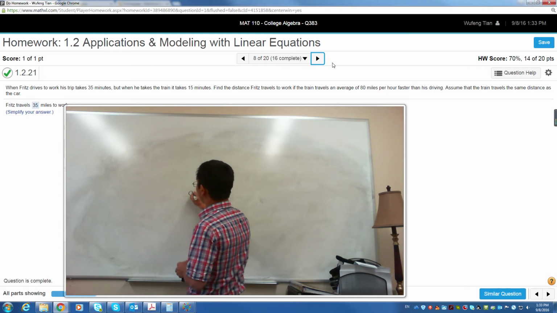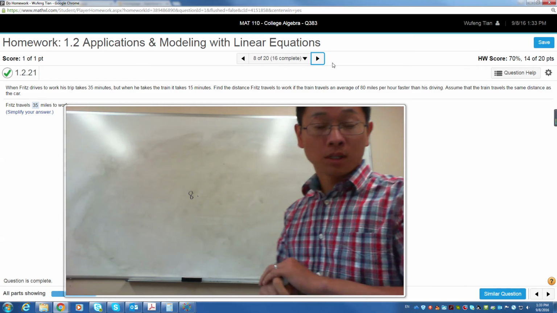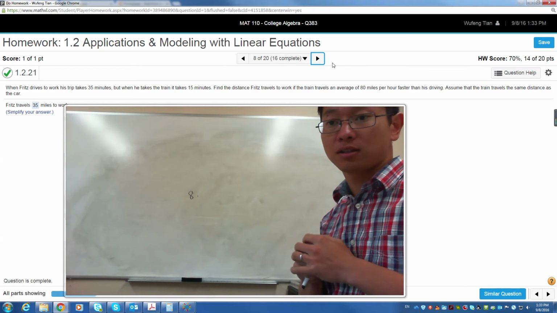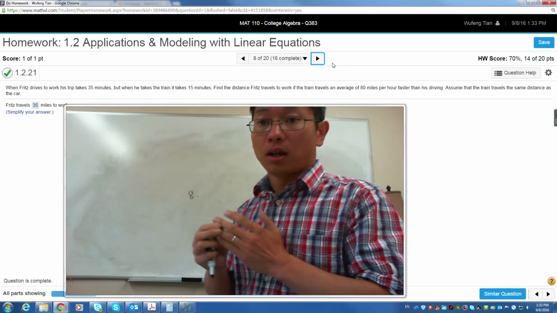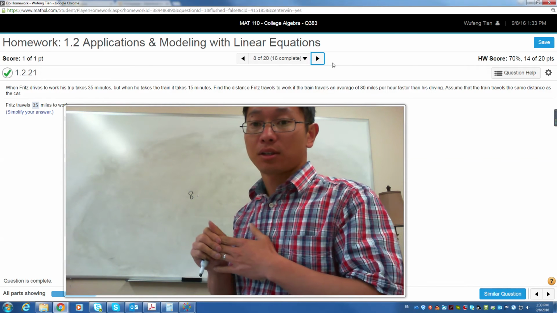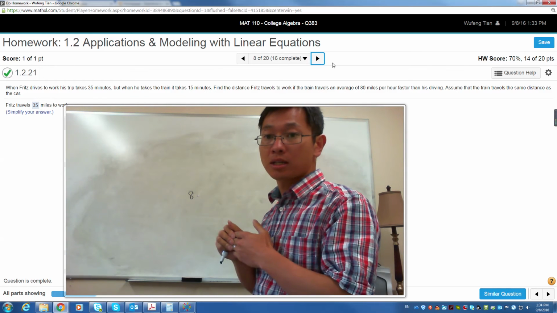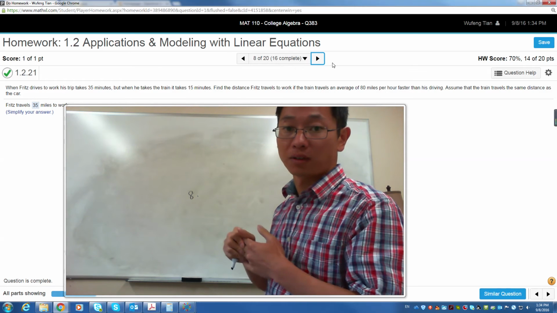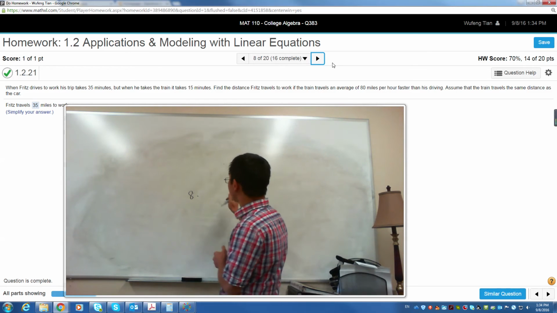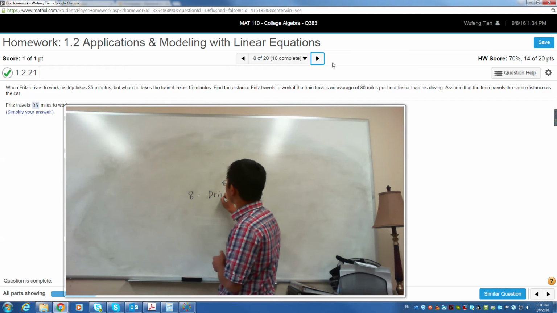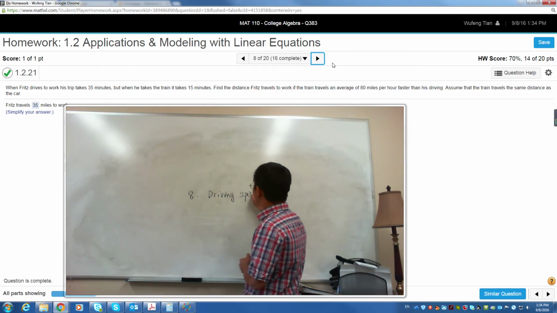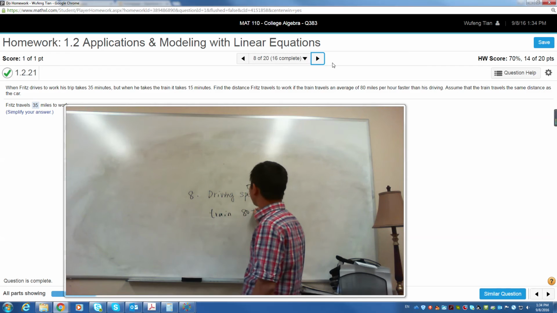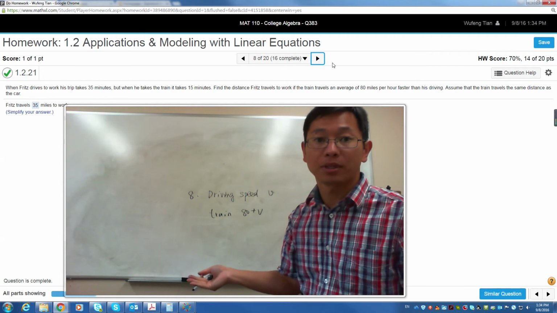I believe this one is very similar. He drove to work in 35 minutes, but then takes the train back, taking 15 minutes. Find the distance to work if the train travels at an average of 80 miles per hour faster than he drives. Suppose the driving speed is v, then the train speed is going to be 80 plus v. But you're going to have the exact same distance.